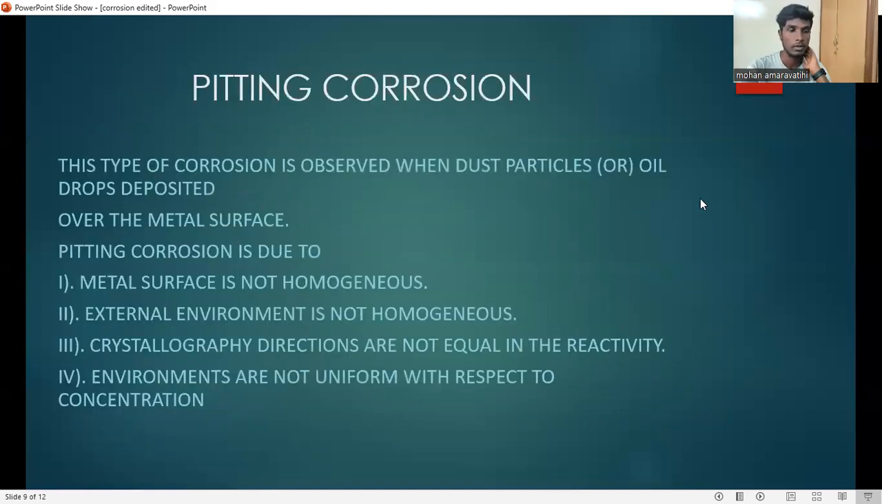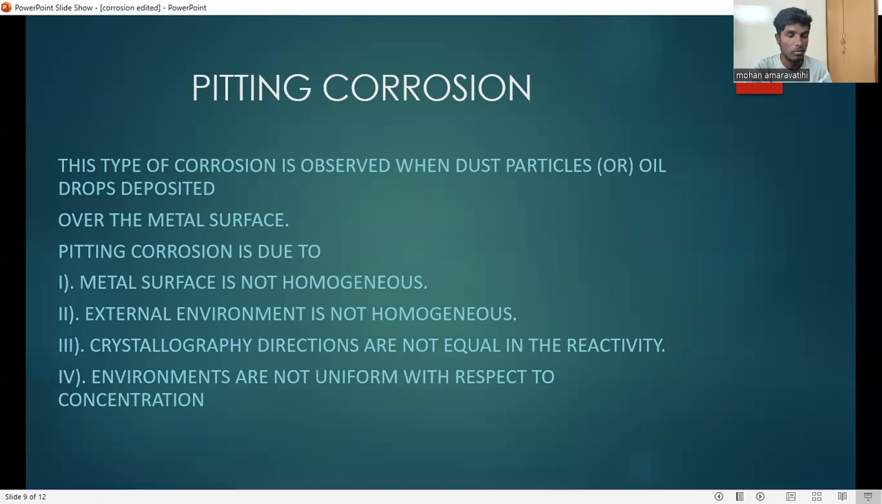Pitting corrosion: this type of corrosion is observed when dust particles or oil drops are deposited over the metal surface. Pitting corrosion is due to the metal surface not being homogeneous and the external environment not being homogeneous. So this is pitting corrosion.